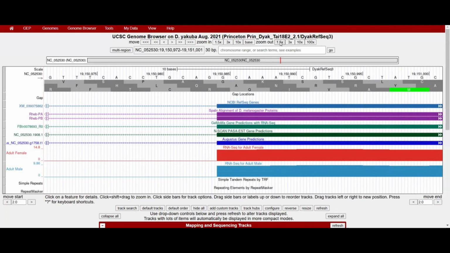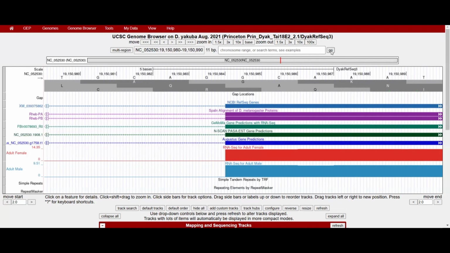Thus, CDS2 starts at 19,150,985, right after our splice acceptor. Now we need to determine the frame in which CDS2 is translated. To do that, enter NC_052530:19,150,980-19,150,990 into the search terms text box and click on Go to zoom in on the region surrounding the splice acceptor site. Each frame can have extra nucleotides, 0, 1, or 2, between the beginning of CDS2 at 19,150,985 and the first complete codon of each frame.